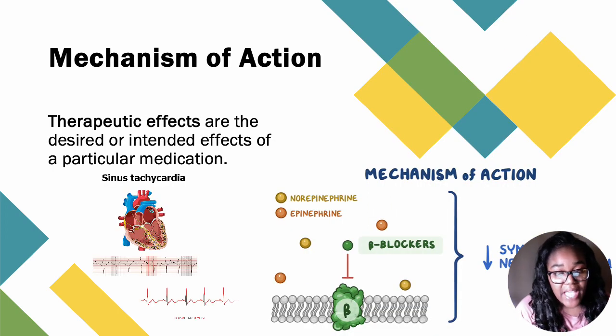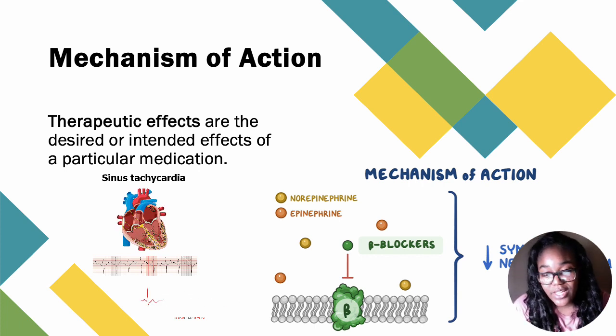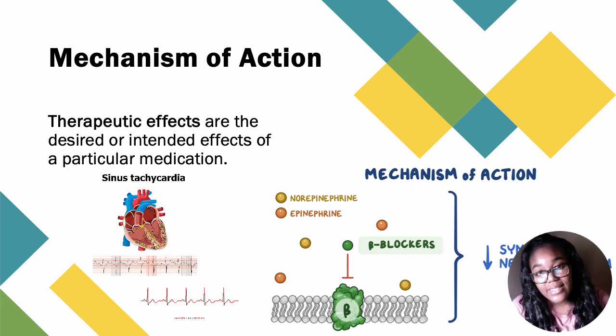Next is our mechanism of action, and this is the way that drugs work, basically. And normally we look at the way drugs work based off of their therapeutic effects. When we discuss therapeutic effects, these are the desired or intended effects of a particular medication. So in the case of beta blockers, these are drugs that antagonize beta receptors, or they compete with epinephrine and norepinephrine to sit on the beta receptor. Now, we'll get into this a little bit later in this lecture, but just know that this is one of the therapeutic effects of beta blockers, but really we're discussing the mechanism of action, or how they work.